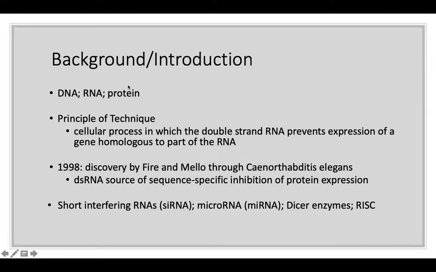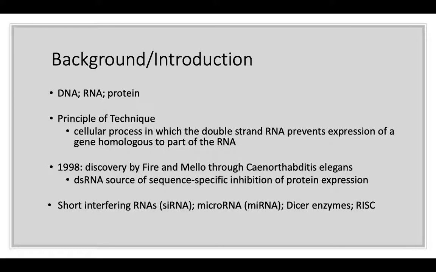So this takes me to the principle of the technique. What exactly is RNA interference? RNA interference is a process in which the double-strand RNA prevents expression of a gene homologous to part of the RNA. For a little more history background, the process was discovered in 1998 by two scientists named Fire and Mello. They used Caenorhabditis elegans, which is a ringworm, to analyze this process.